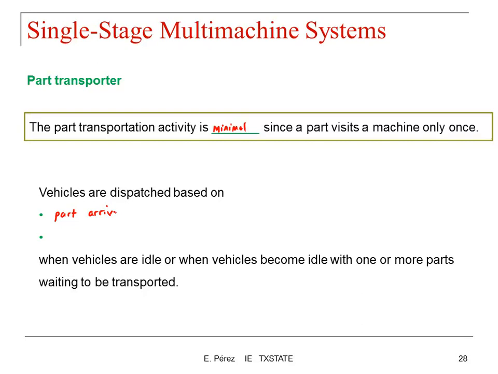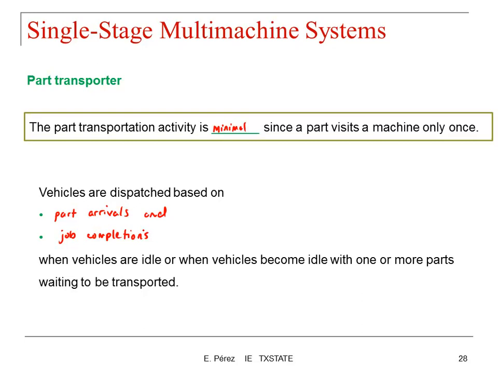arrivals and job completions. And you see why? You have to put those arrivals into your machines, or if you are producing those from scratch, then you need to assign those parts to each one of the machines. And then when they're done, you have to assign a vehicle to go find that job completion and put it into the storage. Vehicles are dispatched when vehicles become idle, with one or more parts waiting to be transported.